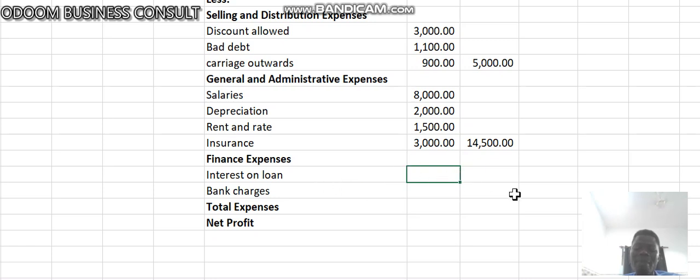So let's assume that in the year we paid interest of say 2,900 on the loan. You can also have another finance cost like bank charges. When you transact any business through the bank, the bank takes a small portion of your money as charges. So let's say you have your money at the bank, you do transactions, and you instruct the bank to make some payments on your behalf and all that. They send messages to you and all that.